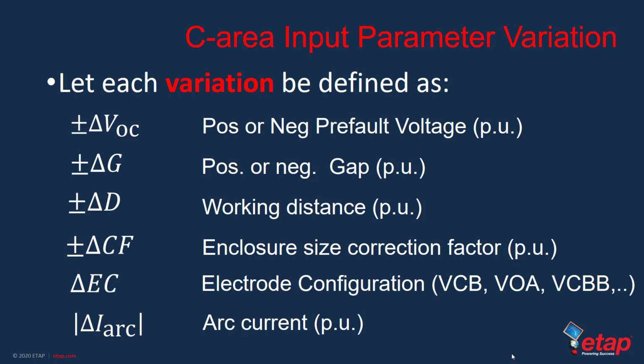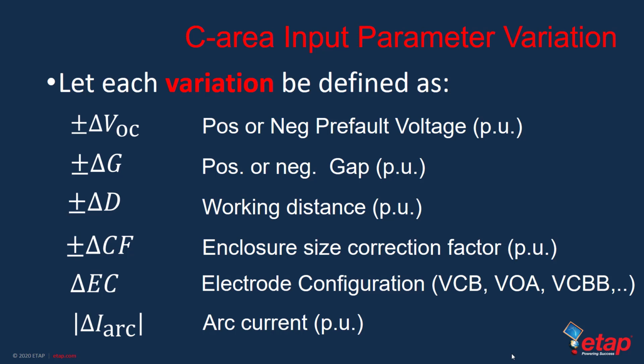So now that we've defined the individual sources of variation in graphical form by means of images and descriptions of what the physical parameters are, we can translate these variations into actual parameters. So we can see in this list that we have the voltage as an input. We have also the gap, delta G, delta D, which stands for the variation in working distance, delta CF, which is the variation in the enclosure size correction factor, which is composed of the variation on the width, height, and the depth of each one of our enclosures.